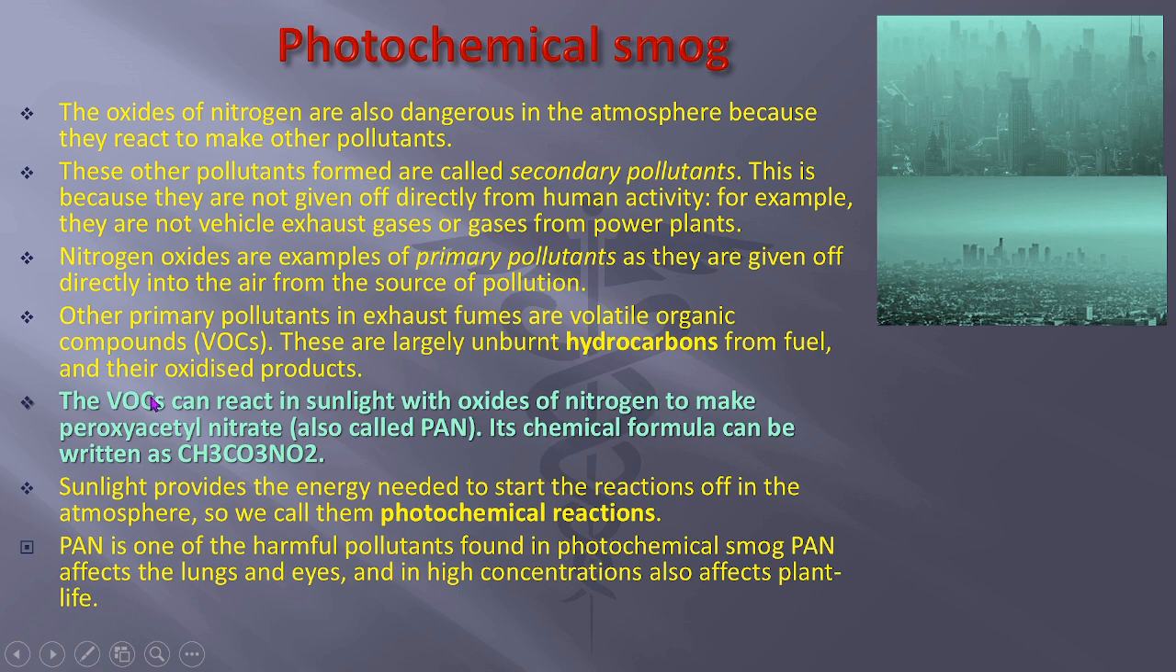The VOCs react in sunlight with oxides of nitrogen to make peroxyacetyl nitrate (PAN). Its chemical formula is written as this. Sunlight provides the energy needed to start the reactions in the atmosphere, so we call it a photochemical reaction. PAN is one of the most harmful pollutants found in the photochemical smoke. It affects lungs and eyes, and high concentration also affects plant life.